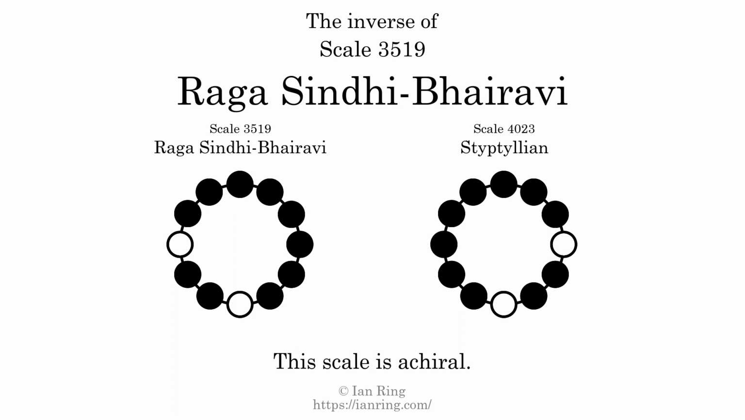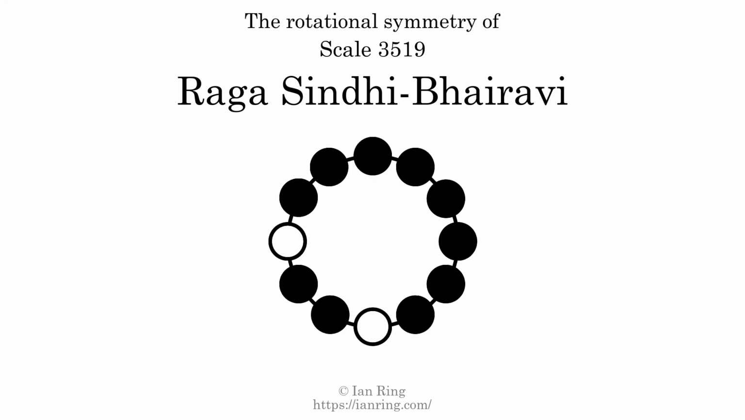The inverse of a scale is a mirror image. It is what you get when the sequence of intervals is reversed. The inverse of this scale is scale 4023, also known as styptilion. This scale is achiral, since it can transform into its own reflection by a rotational transformation. This scale has no rotational symmetry.